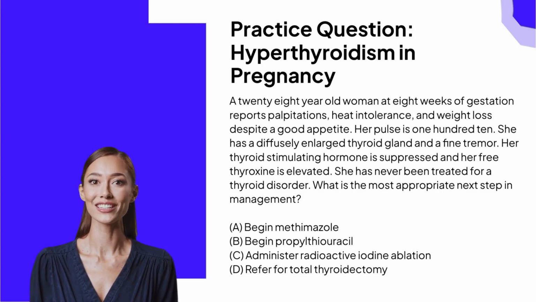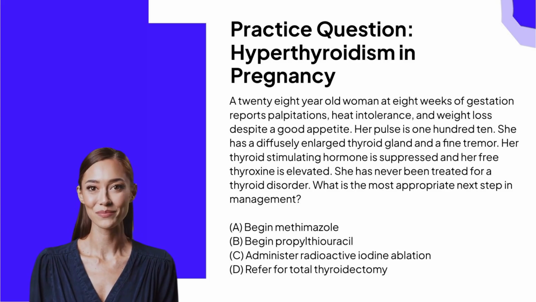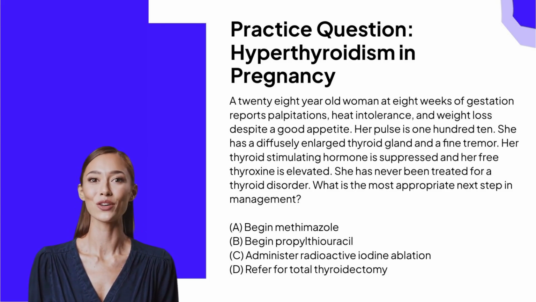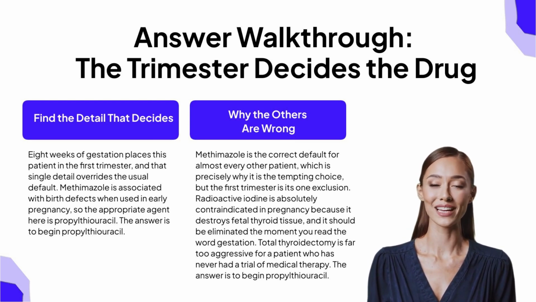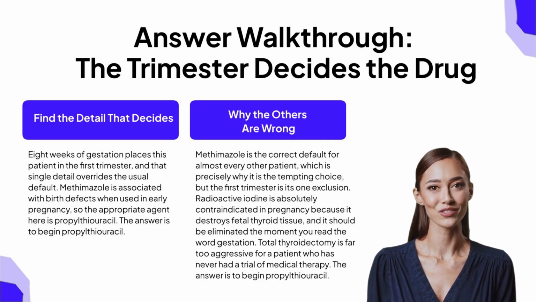Notice they told you the gestational age. On this exam, that's never given by accident. Pick your answer and we'll work through it. Let's break it down. First, find the detail that decides. 8 weeks places her in the first trimester, which overrides your usual default.